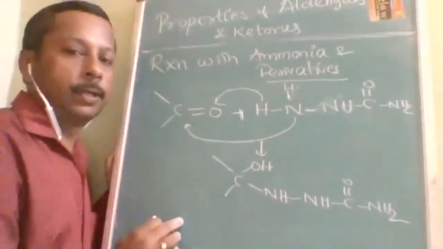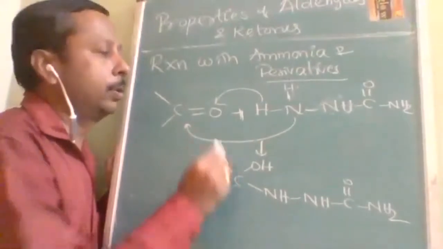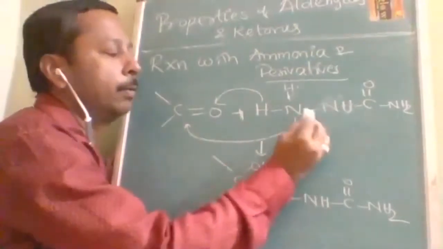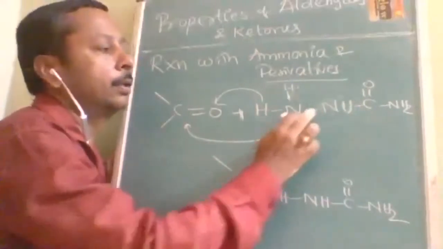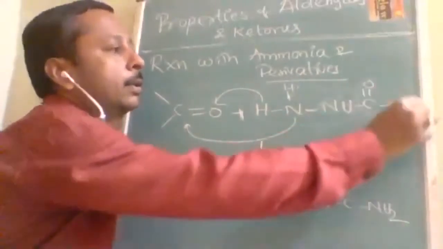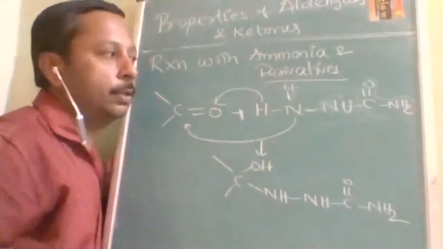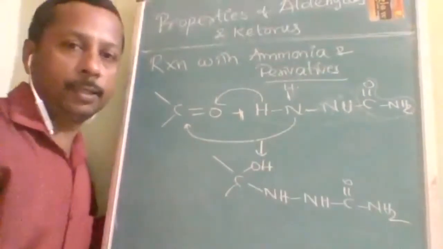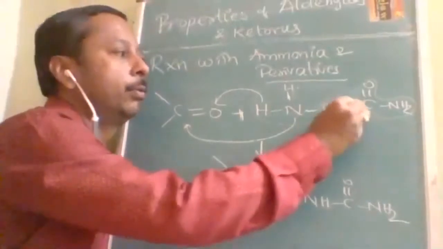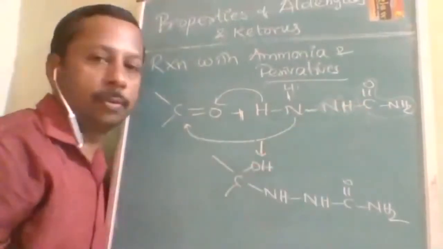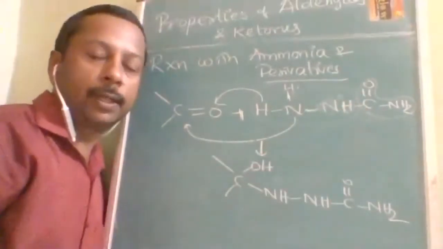Okay. Next part is semicarbazone. The semicarbazone formula is actually this is azide, and it is amide. This is called a semicarbazide. Semicarbazide on reaction with a carbonyl compound is going to give you semicarbazone. What is it going to give you?